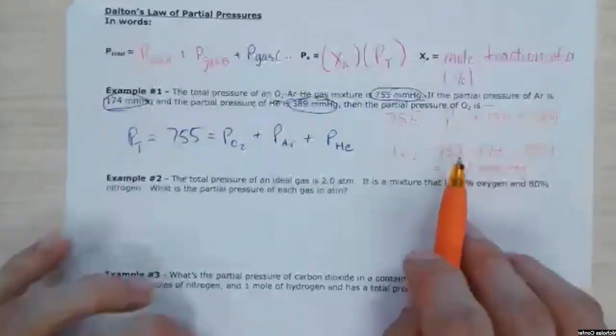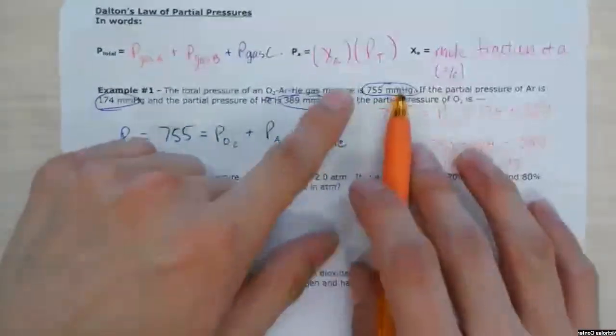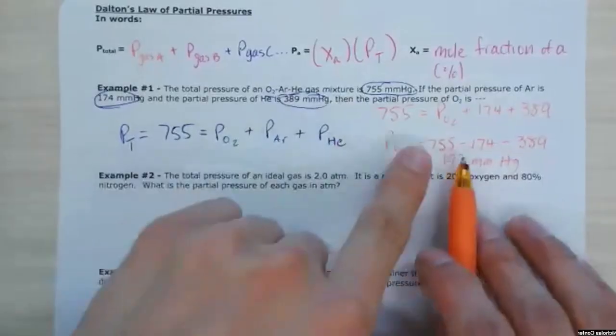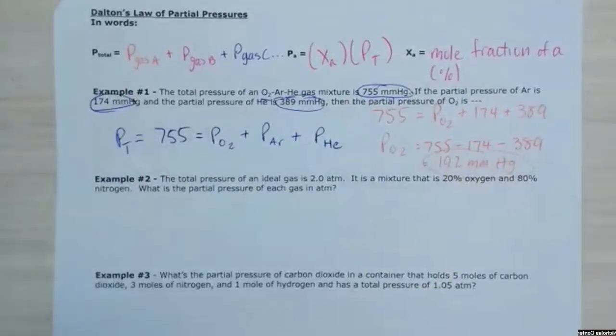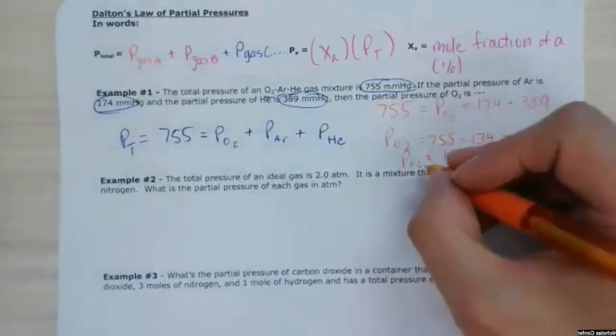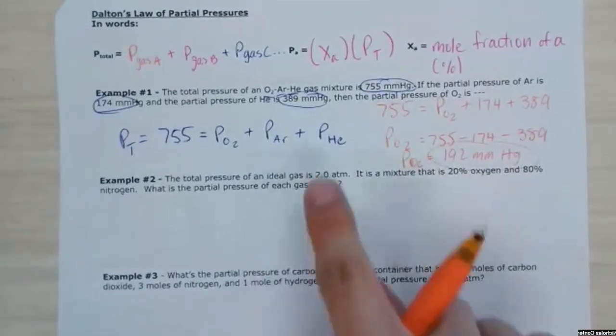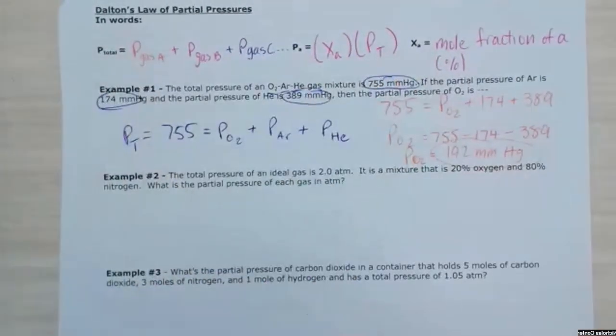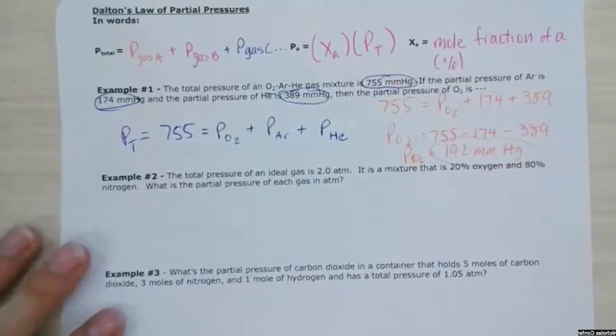So I could skip right to this step. I can see I have the total and I have these two partials. Oh, I need to go and subtract each of them. And that would be the partial pressure of O2, PO2. So you can have a question where they're all added. You can have a question where I give you percents.